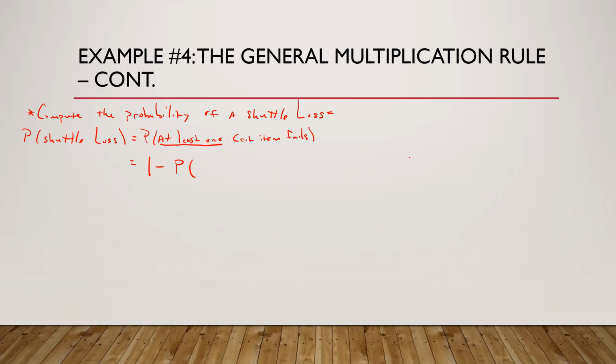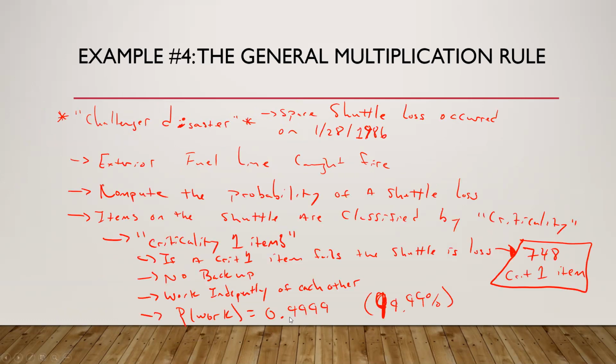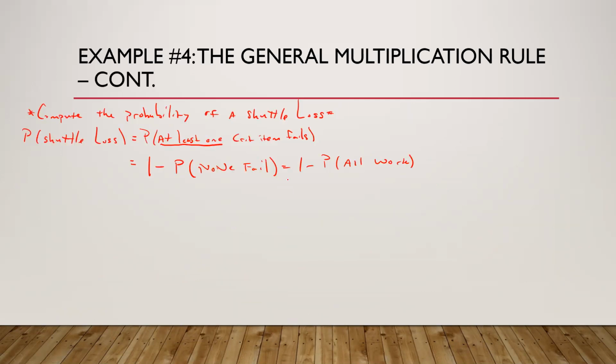At least one fails. That's right. So it's 1 minus the probability that none fail, or 1 minus the probability they all work. Well, do I know the probability that they work? Yes. I told you that criticality 1 items have to all work independently of each other too. So it's the probability the first works, and the second works, and all the way to the 748th works.